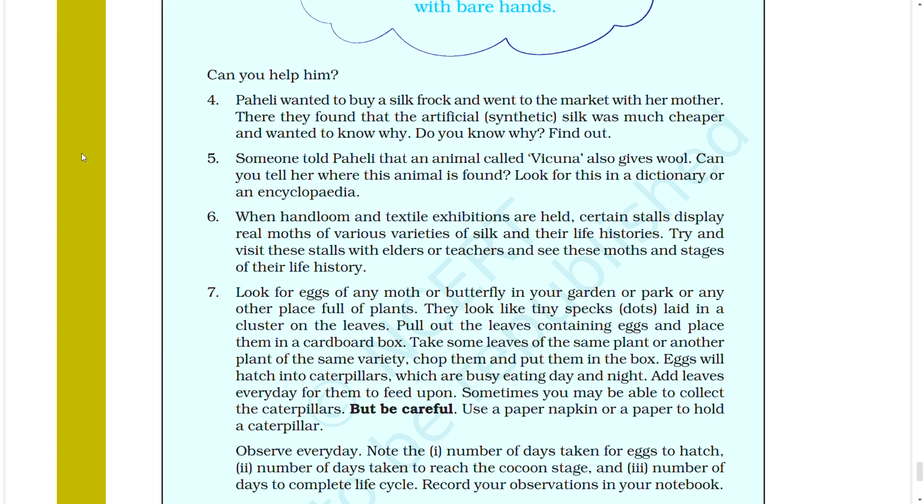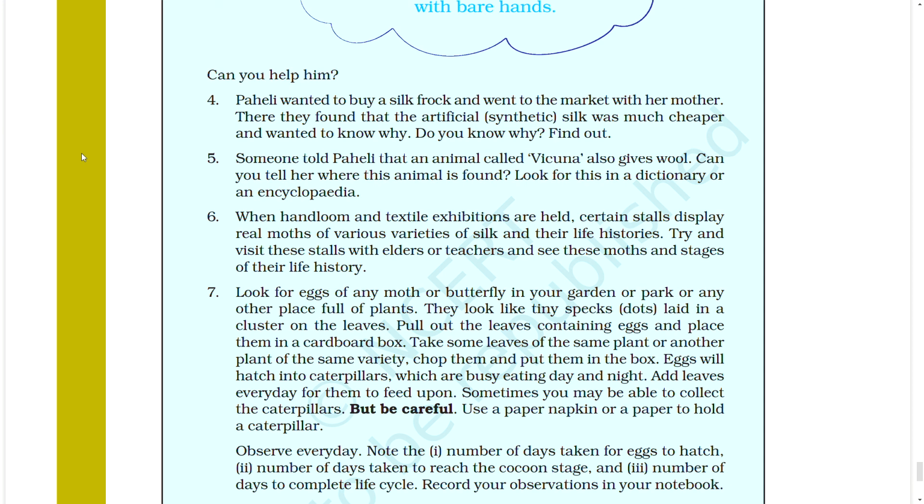6. When handloom and textile exhibitions are held, certain stalls display real moths of various varieties of silk and their life histories. Try and visit this stall with elders or teachers and share these moths and stages of their life history.